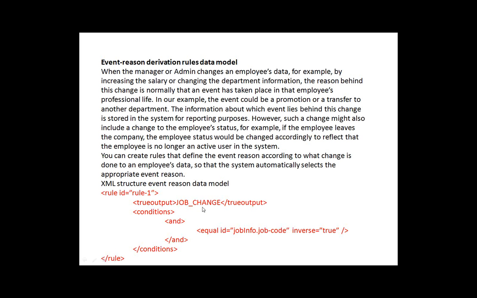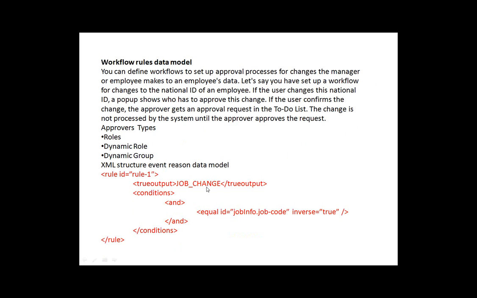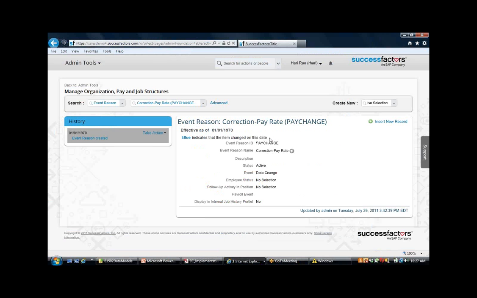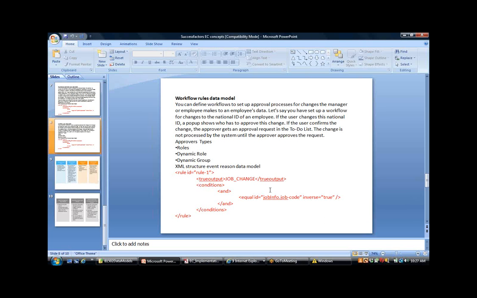Can you show us where you define that rule, that rule 1? Where do you define that rule ID? No, this is a rule ID. You could define anything, say rule XYZ. But in this rule XYZ, this is the rule ID. The job change is a rule ID. Pay change should be used here instead of job change. Got it. So that's where you define that event reason's rule ID. This is nothing but a tag, rule ID, rule 1. This is just a tag.